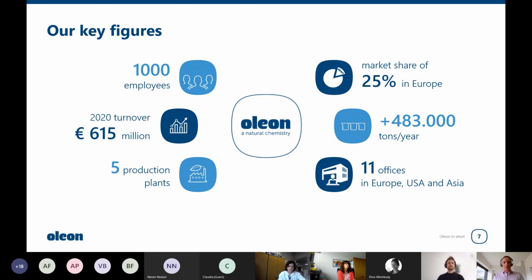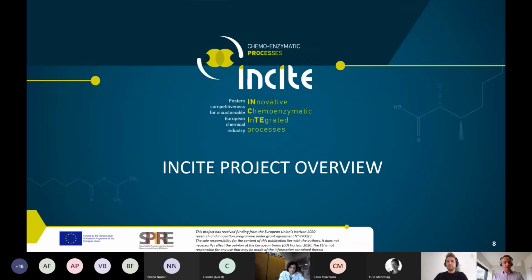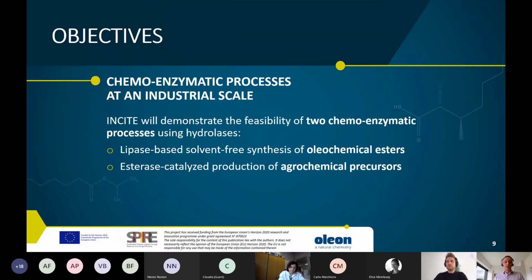So with a view to further innovate, and keep innovating, and improve the sustainability of its operations, Oleon and its partners have set up the INCITE project. The INCITE project is dedicated to demonstrating the feasibility of two innovative and more sustainable chemoenzymatic processes. They are using enzymes instead of the traditional chemical catalysts to produce key ingredients.